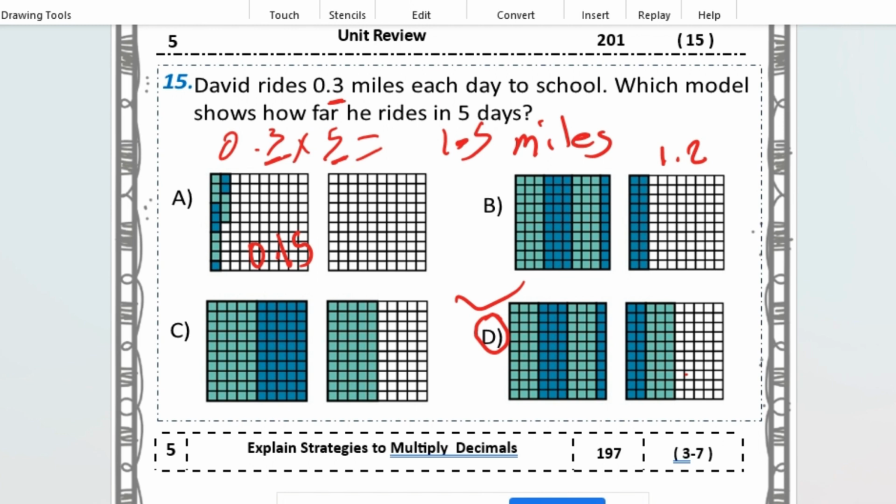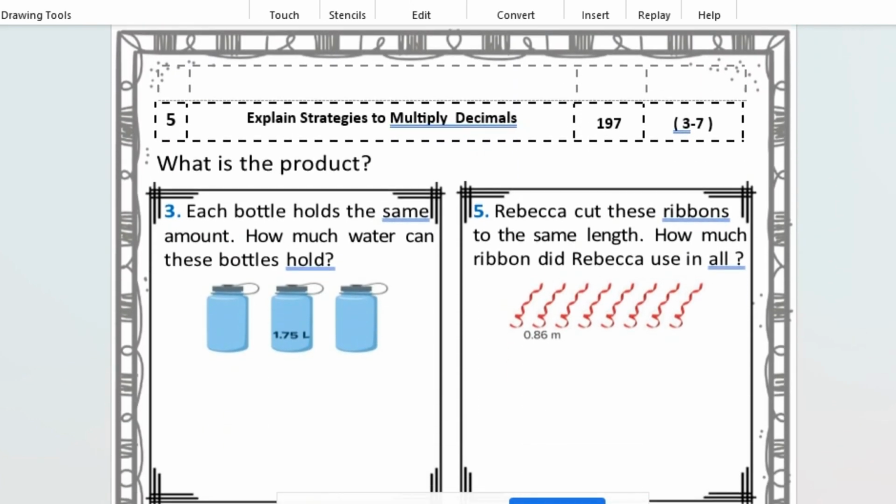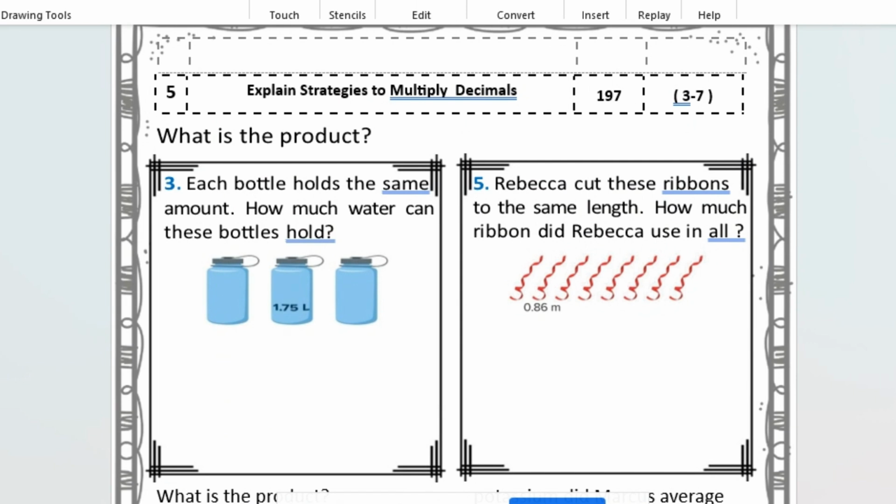Okay, let's move on. Now let's go with this question. What is the product?